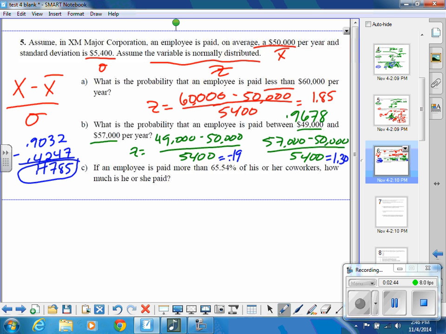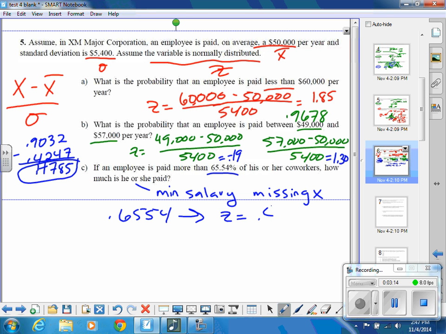The next one says an employee is paid more than this percent of his or her coworkers. How much is he or she paid? You're trying to find the minimum salary, okay? So guess what we're missing? We're missing x. But they gave me the area. So the first thing I do is make this adjustment. I need to look at my chart and find the z-score that goes along with this. Whenever I do that, I find out that z is equal to 0.4.